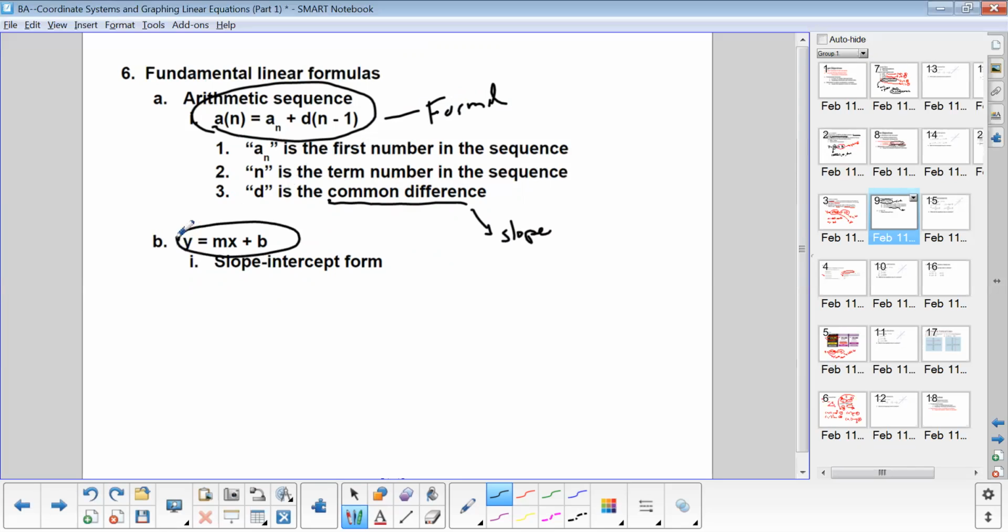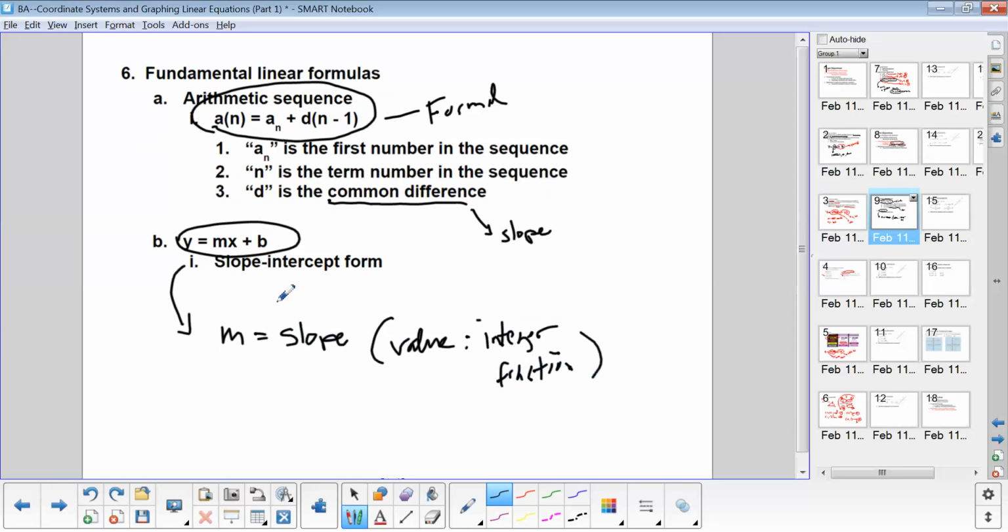We also have this form here, which we will introduce for this week, and that is our slope-intercept form. M is your slope. You will have a value, and that value could be an integer or it could be a fraction. And then your y-intercept, or B, that value could also be an integer or a fraction.